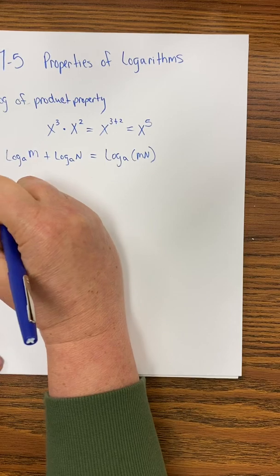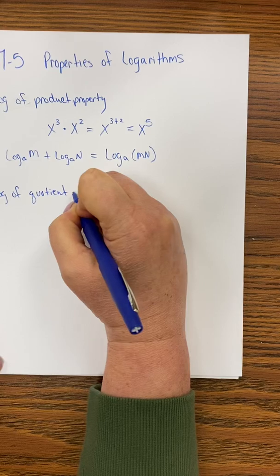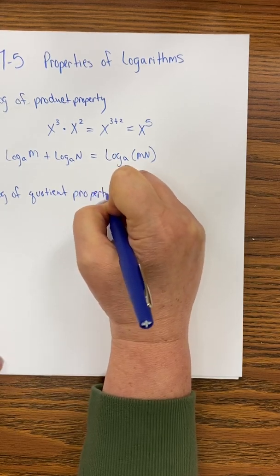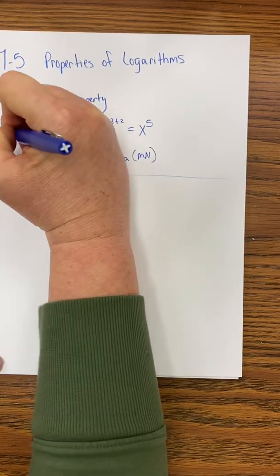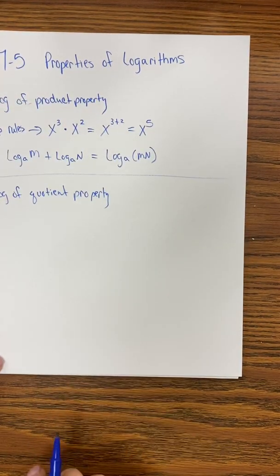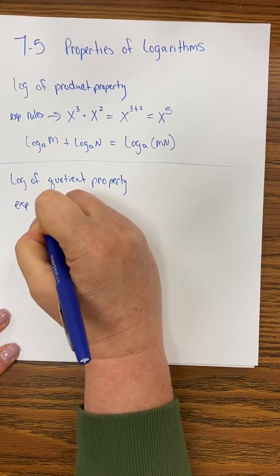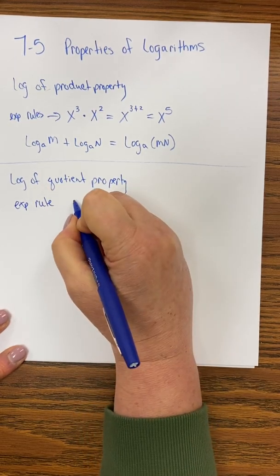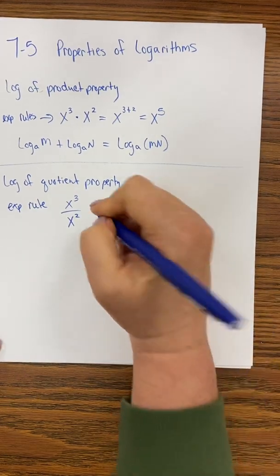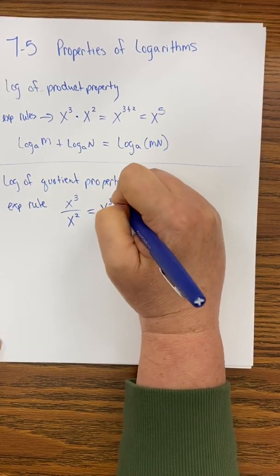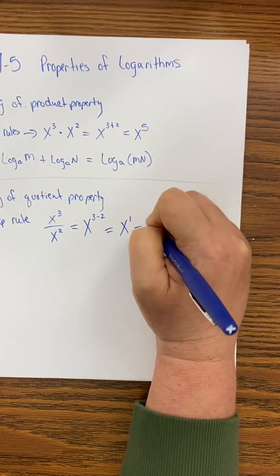Then you have your log of quotient property. And if you remember, this is your exponent rules. So let's talk about our exponent rule again for quotient. So our exponent rule was if I had x to the third over x to the second, it looked like a fraction, it was a quotient, then to get that answer, I would subtract those two numbers. And that one would be x to the first, which would just be x.